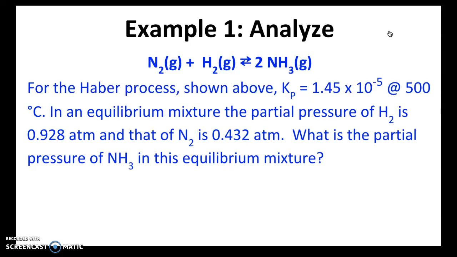So what we're going to be doing is we're going to be given amounts or values, and we're going to use the K expression to determine a value, concentration, or pressure of either a reactant or product. That's our unknown. So let's look at this first example. It says, for the Haber process shown above, which is this reaction, Kp is equal to 1.45 times 10 to the minus 5 at 500 degrees Celsius. In an equilibrium mixture, the partial pressure of H2 is 0.928 atmosphere and that of N2 is 0.432 atmosphere. What is the partial pressure of NH3 in this equilibrium mixture?